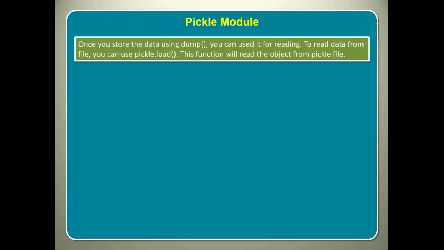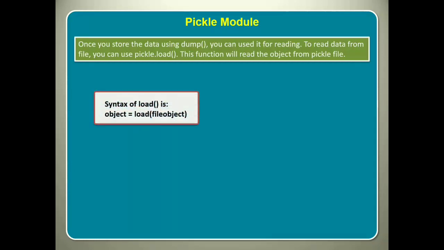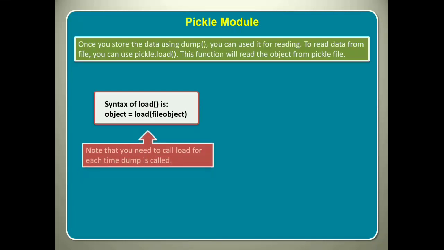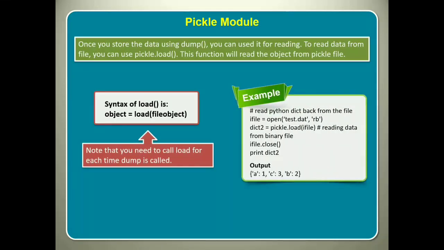Once you store the data using dump method, you can use it for reading. To read data from a file, you can use the pickle.load function. This function will read the object from the pickle file. Syntax of load function is object equals load(file object). Note that you need to call load each time dump is called. Here is an example. This program will produce the following output.